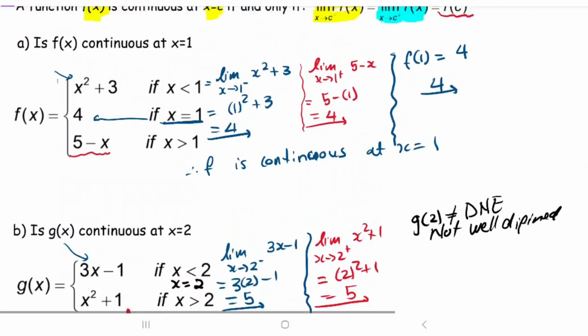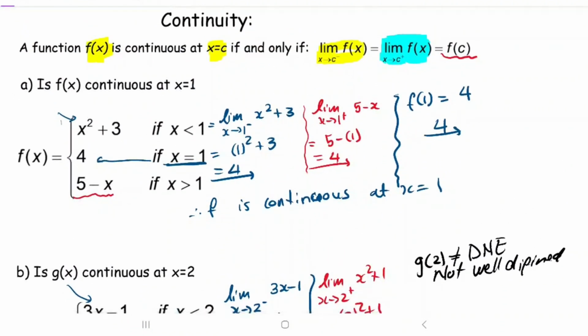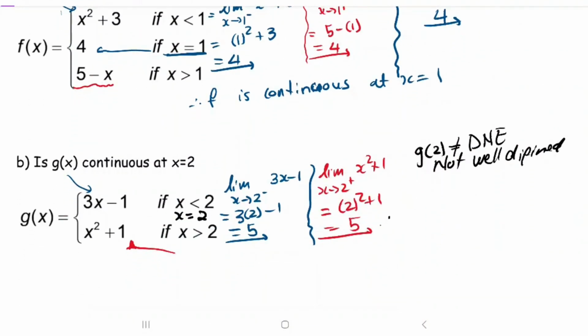Because of that, we cannot agree to all these 3 conditions. We do not satisfy the 3 conditions. Therefore, we don't have enough information to say that g is continuous at x. So we say that g is not continuous at x equals 2. All right. I hope this has made some sense. We'll do some more miscellaneous types of questions.